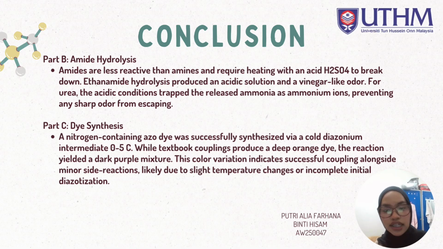For part C, dye synthesis. A nitrogen-containing azo dye was successfully synthesized via a cold diazonium intermediate from 0 to 5 Celsius, while actually we should have produced a deep orange precipitate, but the reaction we got was a dark purple mixture. This color variation indicates successful coupling alongside minor side reaction, likely due to slight temperature change or incomplete initial diazotization.